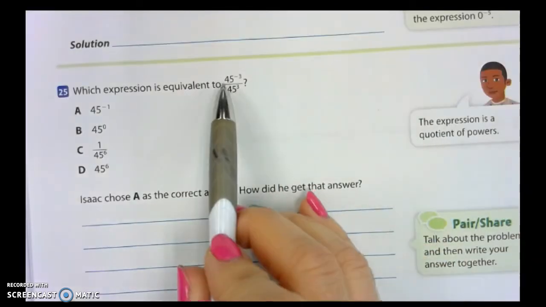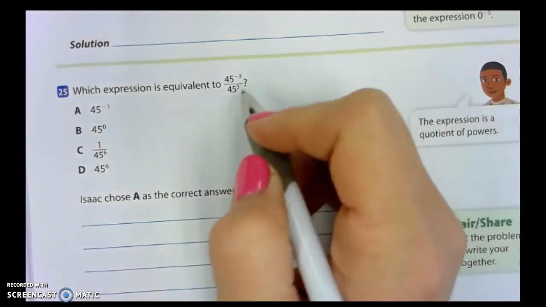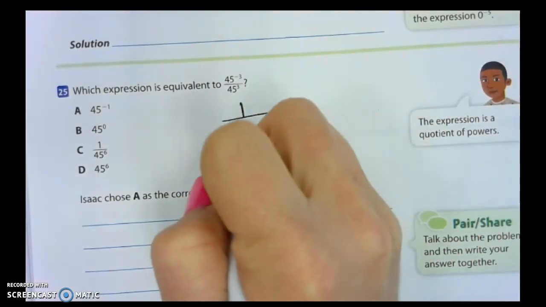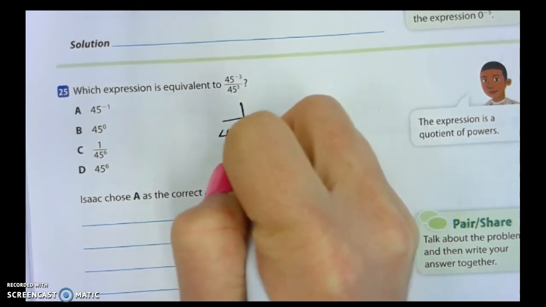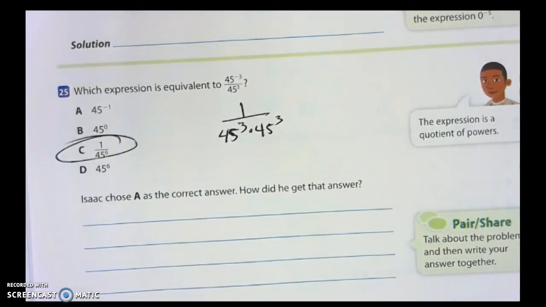When you simplify this, I've got 45 to the negative 3 over 45 to the positive 3. I'm going to move the negative 3 down. Gives me 1 over 45 to the 3rd times 45 to the 3rd, which makes 1 over 45 to the 6th. Isaac chose A. He divided the exponents, which was incorrect. He should have subtracted and then flipped the reciprocal.